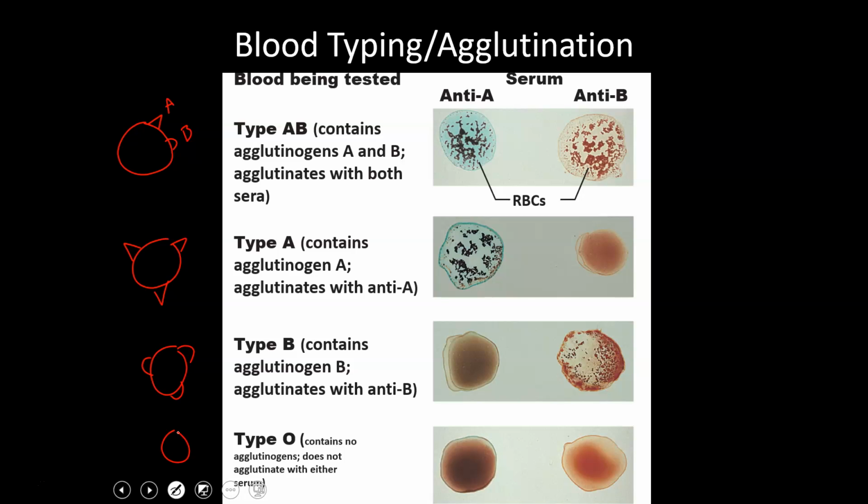Now, what complicates this blood typing is that we also have antibodies that are circulating in the blood, and antibodies are designed to fight other blood types that you might get exposed to so that that other blood does not hurt you.